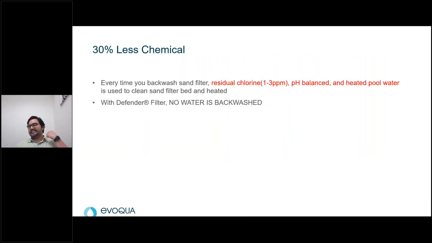Since there's no backwash with Defender, you are basically saving all the chemicals and heated water from your swimming pool.